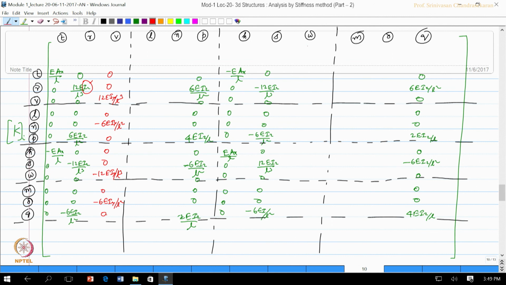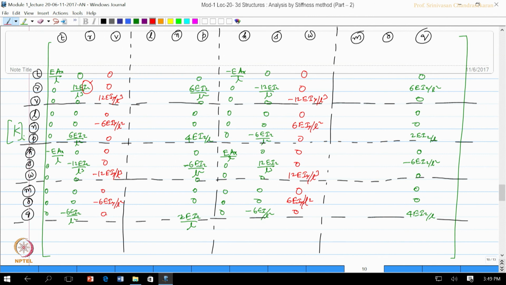So, let us fill up this column now. So, W column, which will have the same values, but with a different sign convention. 12 E I y by L cube, 0, 6 E I y by L square, then 3 zeros, then 12 E I y by L cube, then 1 0, 6 E I y by L square and 0.